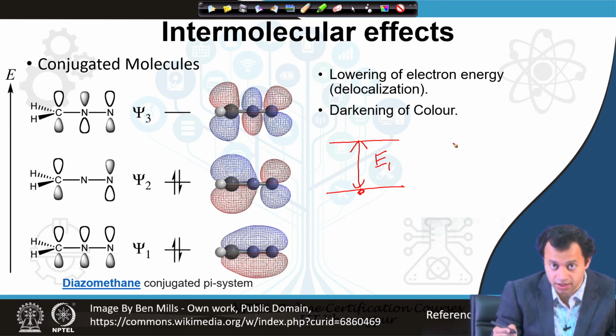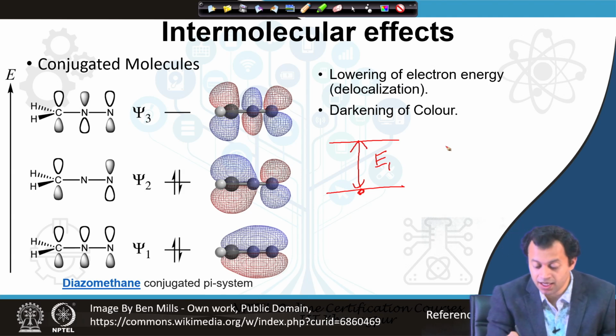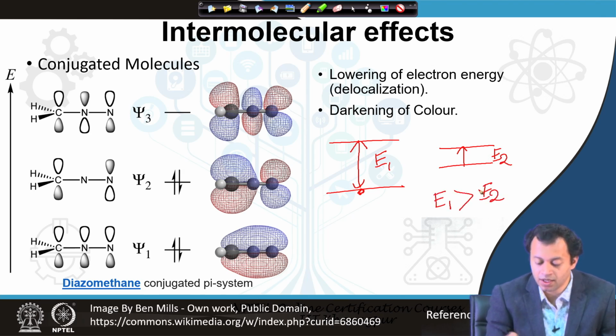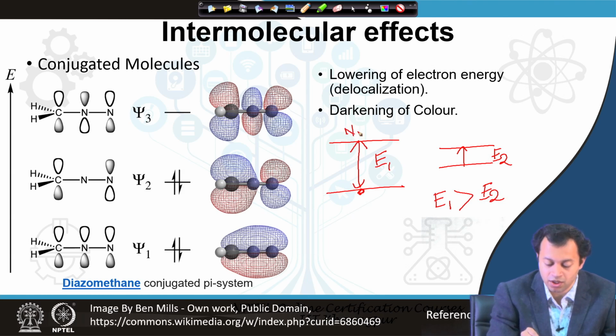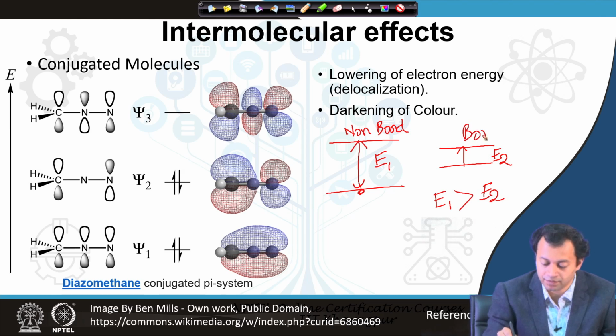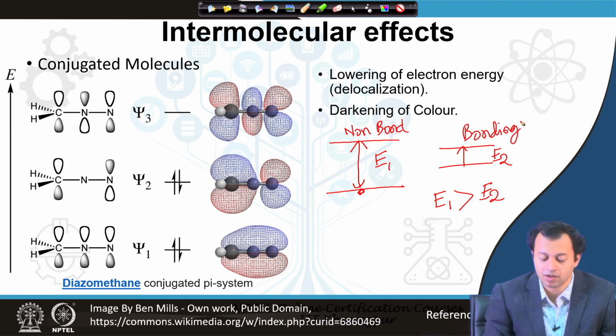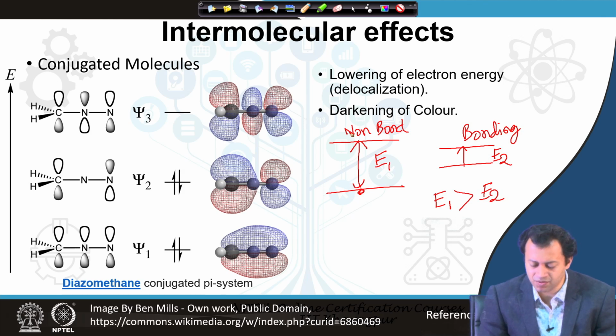Now, after bonding, the length has increased, the energy has decreased. Now, you have to send E2 energy, and E1 is greater than E2. This is non-bonding, this is bonding, or this can be considered as anti-bonding as well. Moral of the story, in bonding the energy has reduced. So, less amount of energy needs to be supplied to the electron to go from lower level to higher level.